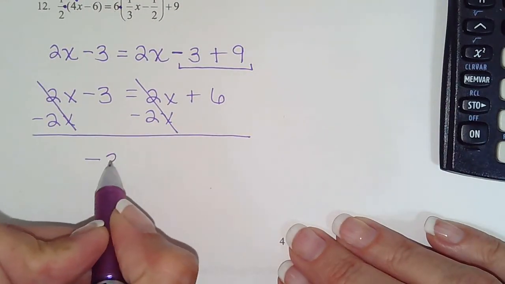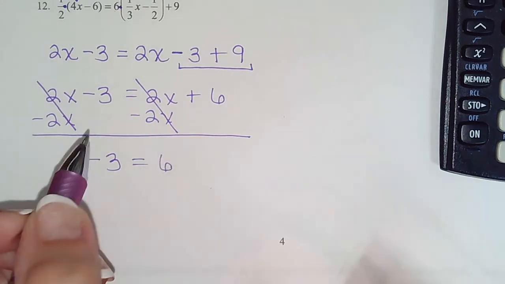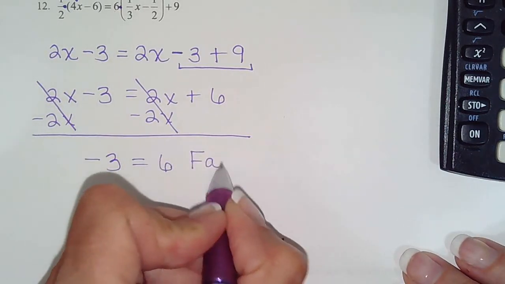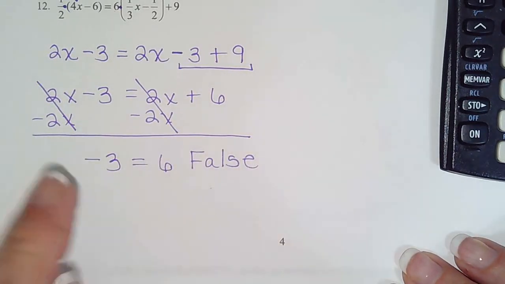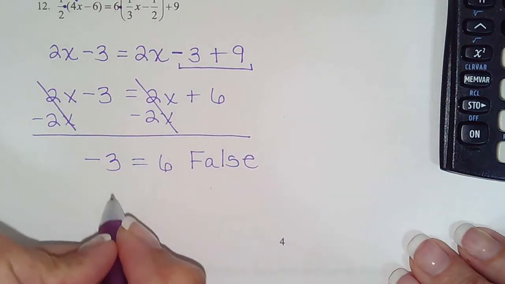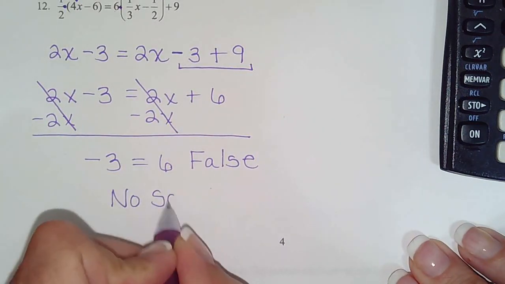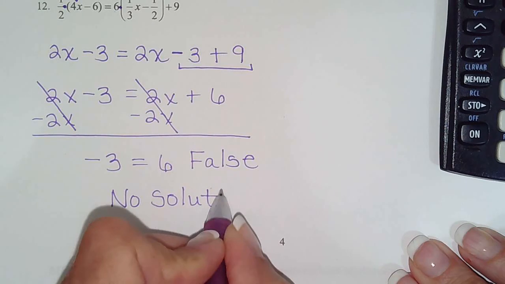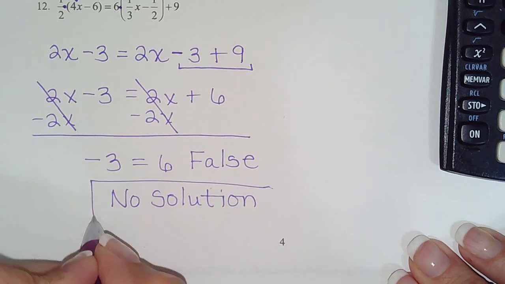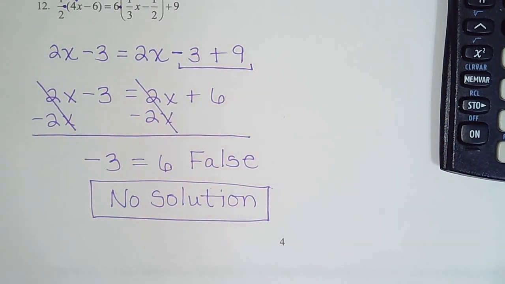So you bring down what's left and you say, is that true or is that false? Well, it's a false statement. Negative 3 never equals 6. So we write no solution. And there you go. That's the end of 1.1.